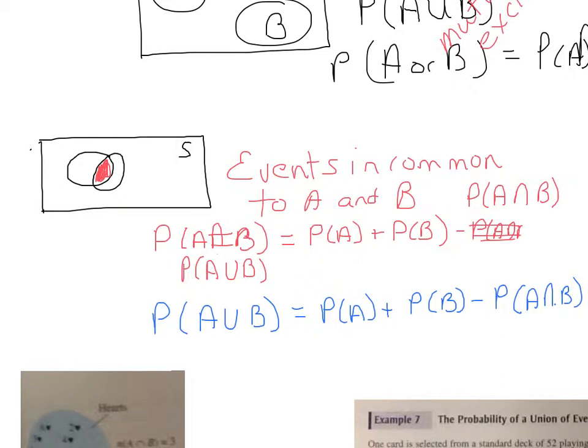Isn't the beginning of the formula the same as mutually exclusive? It is, because if they were mutually exclusive, it's just the probability of A plus the probability of B. But now they've got some points in common, so we have to subtract out the points in common. How do we find the probability of A intersection B?